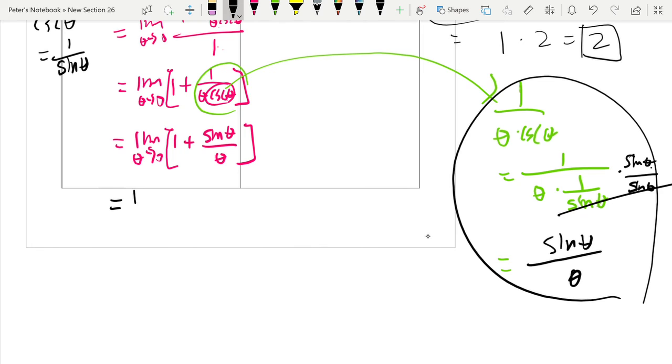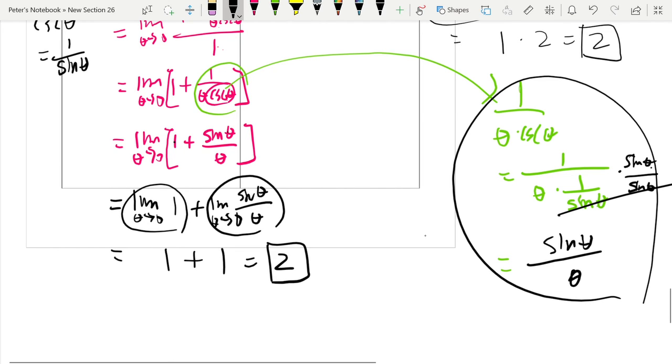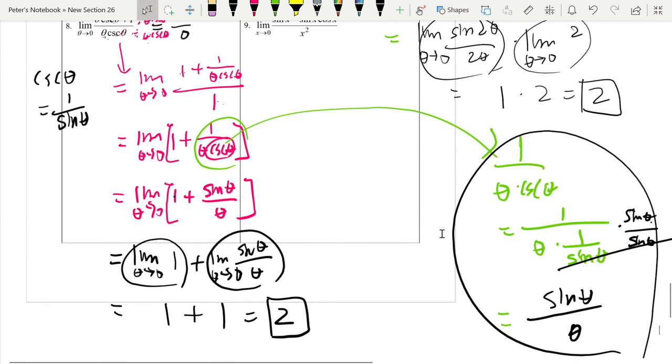And now you have a 1 and the sine theta over theta over there. So you're like, limit of 1 as theta approaches 0 plus limit of sine theta over theta as theta approaches 0. Ain't that nice? This will be equal to 1, and that's also equal to 1, which is equal to 2. Cool beans, yeah?